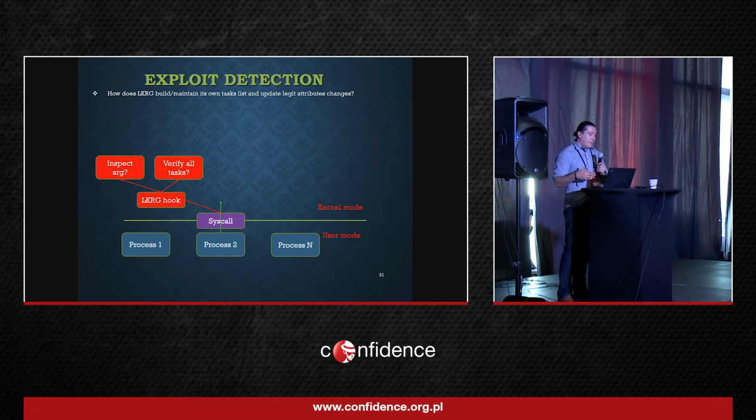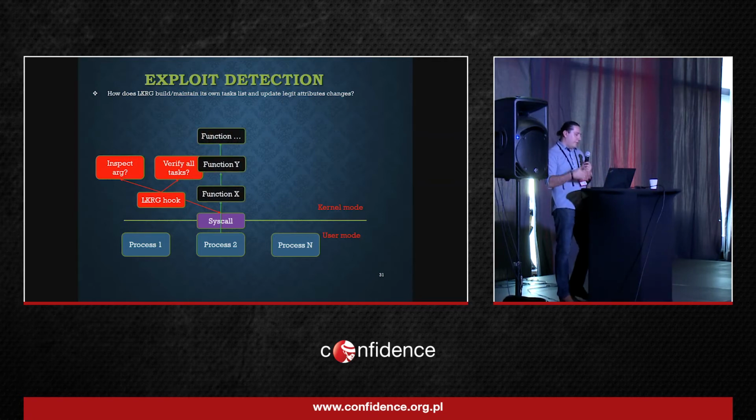It can verify the integrity of all tasks in the system at this stage, not just the one calling the syscall, but all of the tasks in the system. And it can also inspect arguments which have been passed to this syscall. LKRG doesn't always need to do this verification. It depends on the syscall, on the function which has been intercepted, but it might do it now. Then, when it's finished the work, it allows the kernel to continue normally. So the kernel will call another function, and another function, etc.